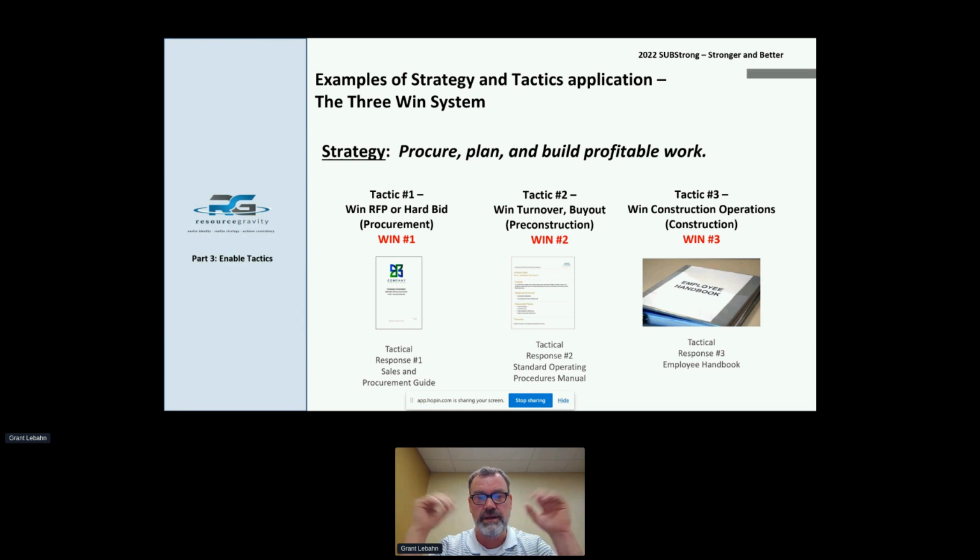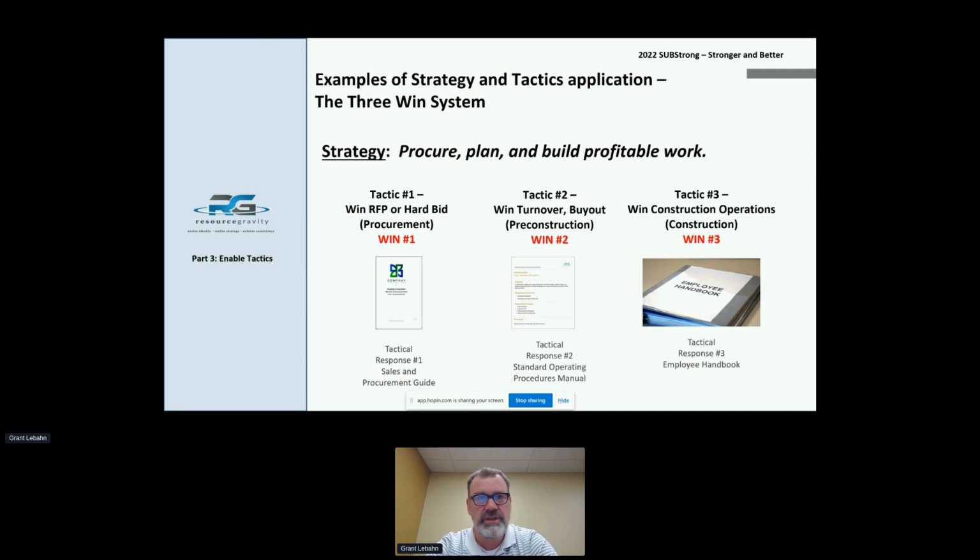And again, like I said yesterday, I'm going to continue to evolve this thought process, or this concept of the 3 wins. Today's concepts are hopefully going to hone in on what that really looks like. In general, I'm going to set up a hypothetical strategy to say we're going to procure, plan, and build profitable work.